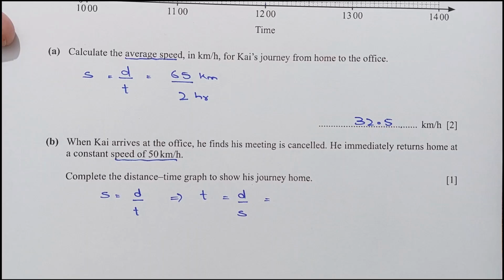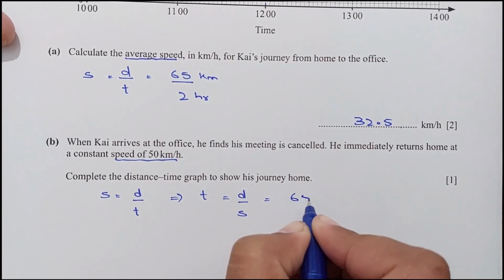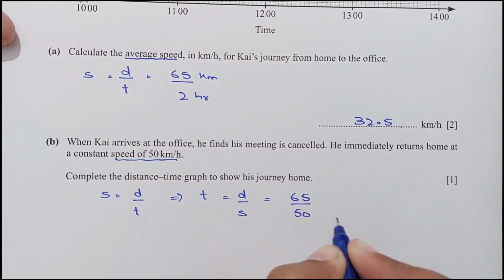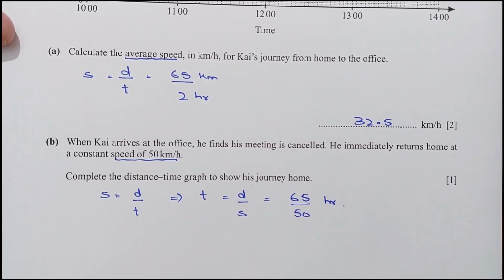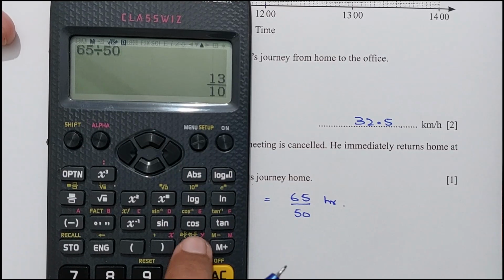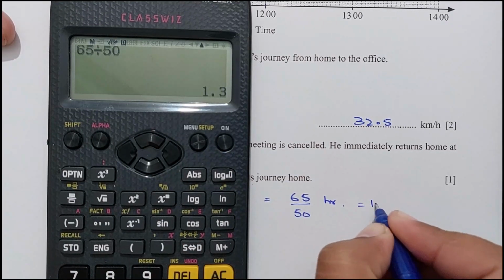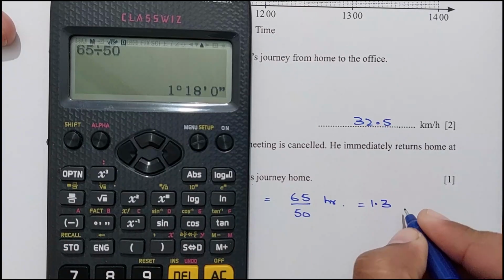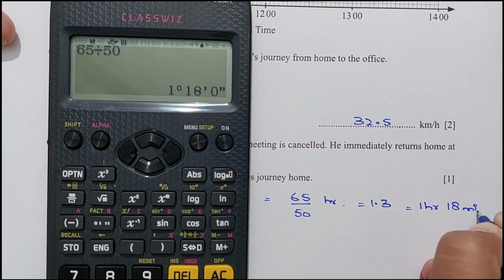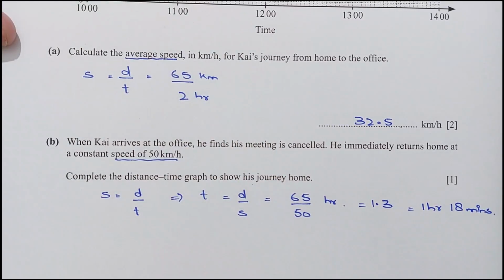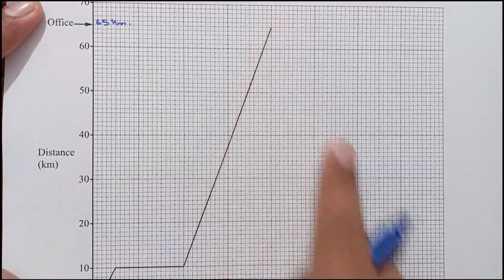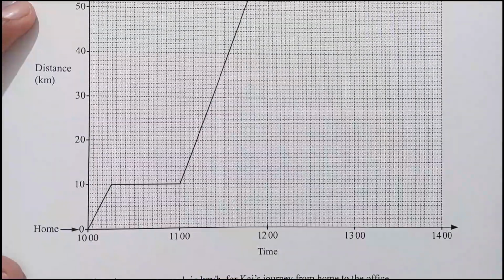Distance from office to home stays the same, which is 65 kilometer. And the speed we have is 50 kilometer per hour. So this is a time in terms of hours. So we have 65 divided by 50 is 1.3, or we can say 1 hour 18 minutes, right? Okay, so he's at office. Now back to home after 1 hour and 18 minutes.